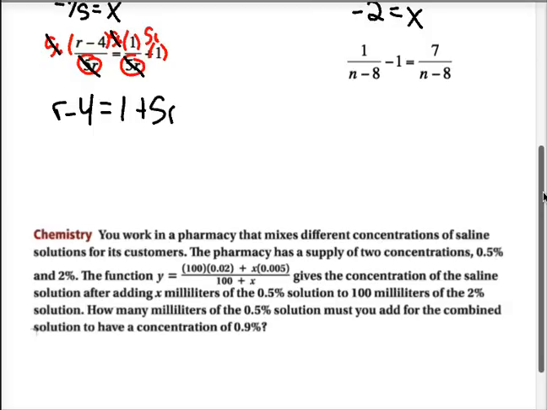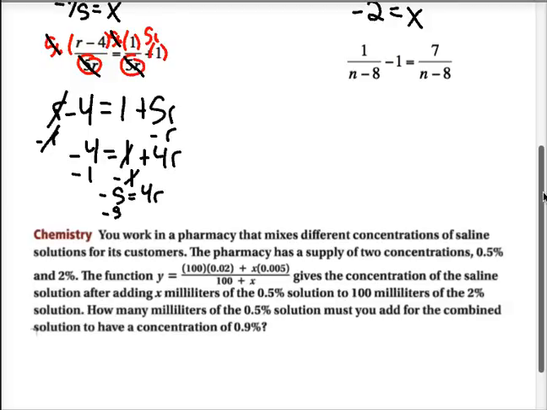Now, again, we have something linear that we can solve. So I'm going to subtract an r from both sides, which will give me negative 4 equals 1 plus 4r. Then subtract 1 from both sides. So negative 5 equals 4r. Divide by 4, and you get r is negative 5/4.